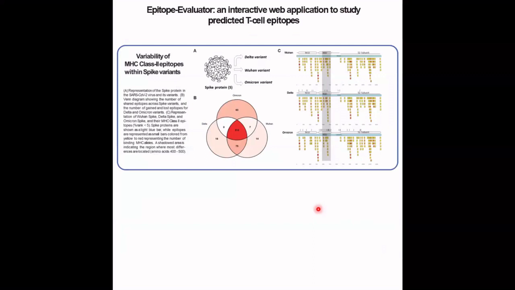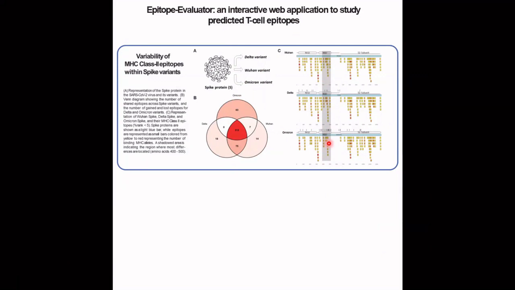And finally, we studied the variability of the class 2 epitopes within spike variants. We focused on the Delta, Wuhan, and Omicron variant. We identified 200 epitopes that are very conserved, but also the epitopes that are specific to Omicron and specific to Delta. These results correlate with the location of the different mutations. So as Omicron has many mutations, there is more variability in the formation of new epitopes. So in conclusion, Epitope-Evaluator is a new software very important to study epitopes, vaccine development, but also to study immune responses. Thank you so much.